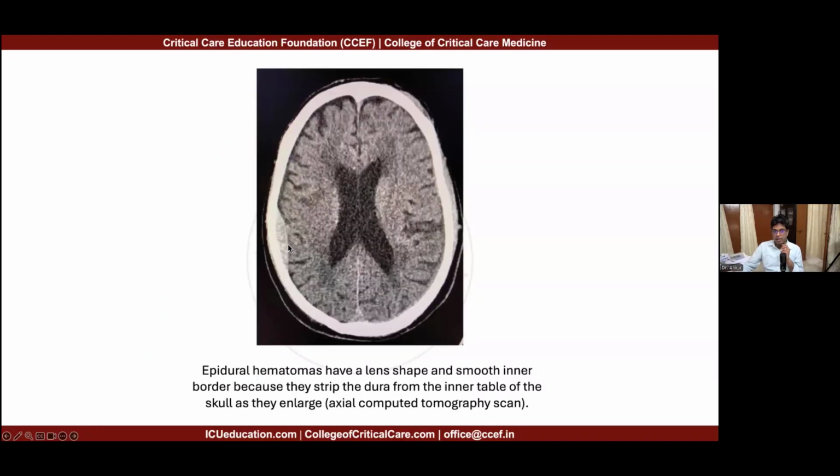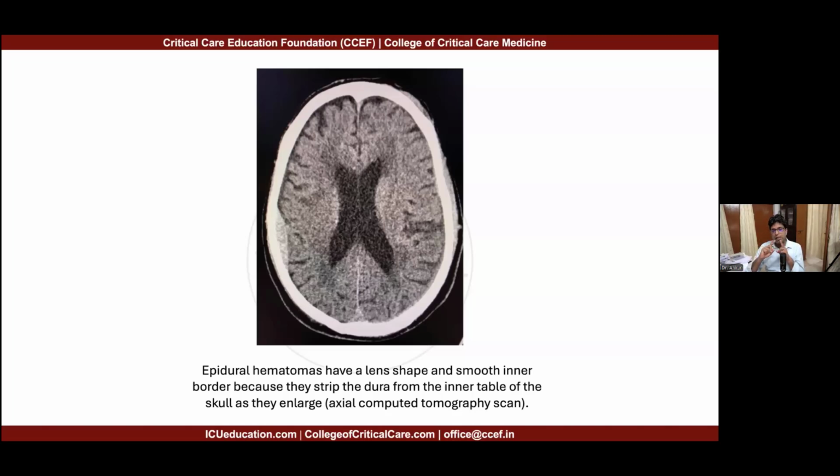So it expands very rapidly. You see, this is a small EDH. It is not compromising the brain parenchyma, not creating midline shift, but it is a lens-shaped structure, which is an arterial blood. One has to remember that EDH is an arterial pathology, and therefore it can expand very rapidly. It is very, very important. Second thing regarding the EDH is that it is usually near the temporal or parietal area. In most patients, it is near the parietal area.